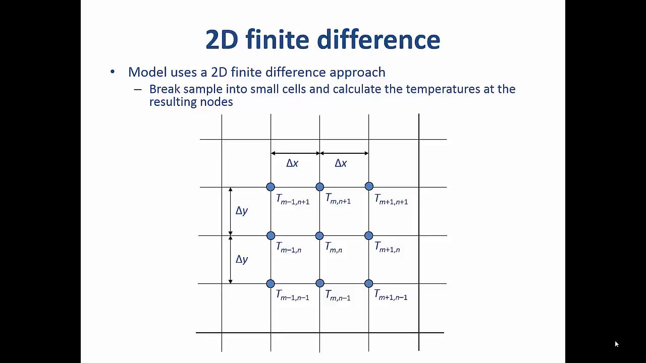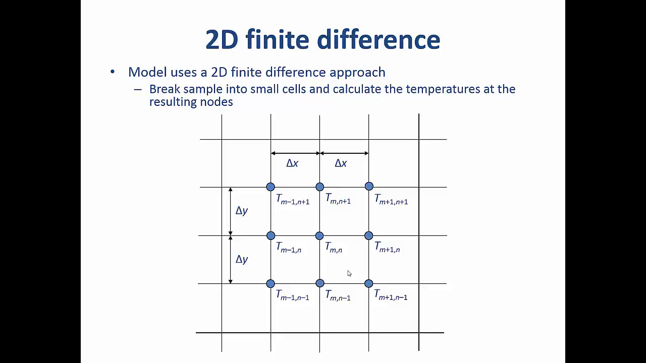The model described in the first part of this lecture uses a two-dimensional finite difference approach, and it is that which I now want to describe in more detail. Essentially, it is based on breaking the sample into small cells and calculating the temperatures of the nodes or the corners of those cells. So here I've labelled a set of nodes with two indices, M and N, essentially showing where the node is in two dimensions.